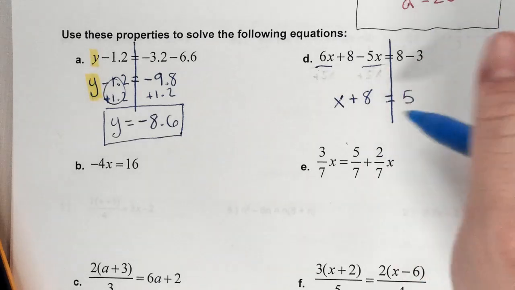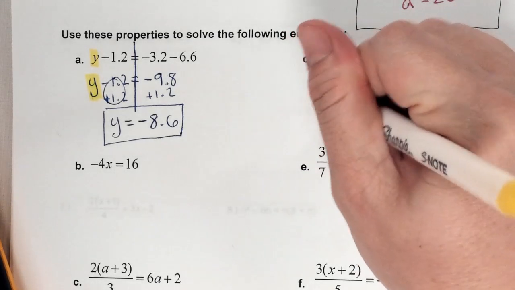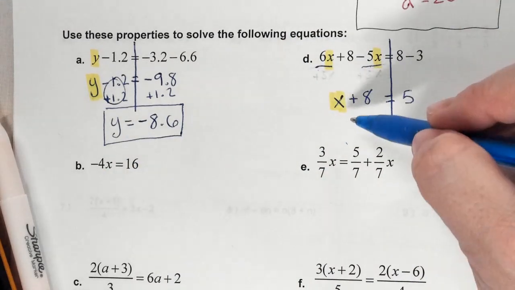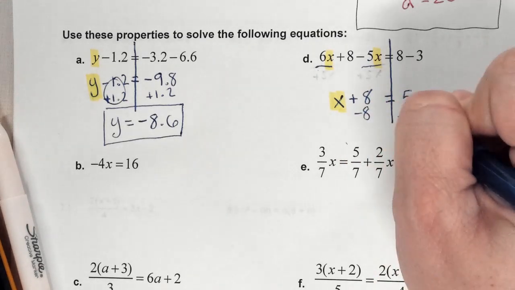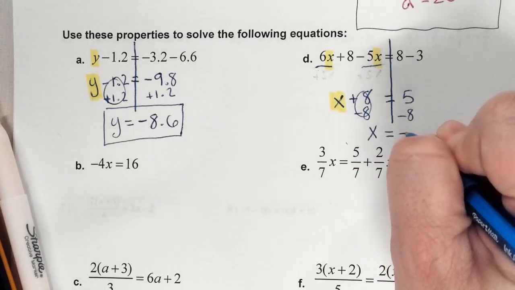Now I have x plus 8 equals 5. I'm solving for x. So what do I have to get rid of to get x by itself? The plus 8. How do I get rid of plus 8? Minus 8. 8 minus 8 is 0, and I'm left with x equals negative 3.